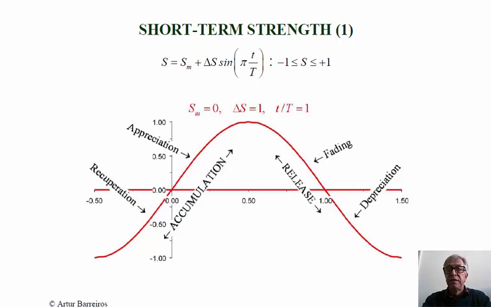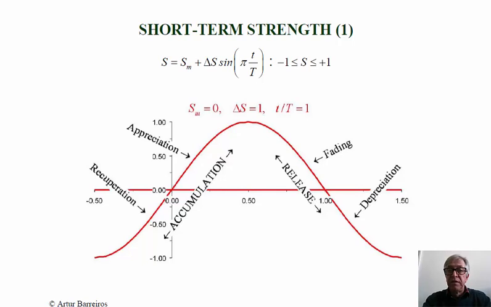The accumulation phase starts with the recuperation, that is, with the neutralization of potential accumulated losses. Then it follows the appreciation, that is, the accumulation of potential gains. The release phase starts with the fading subphase, that is, with the neutralization of potential accumulated gains. Then it follows the depreciation, that is, the accumulation of potential losses.